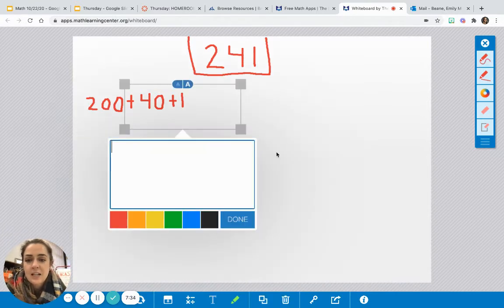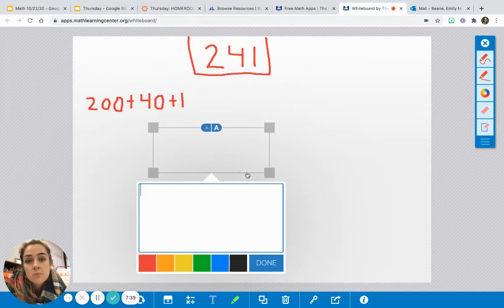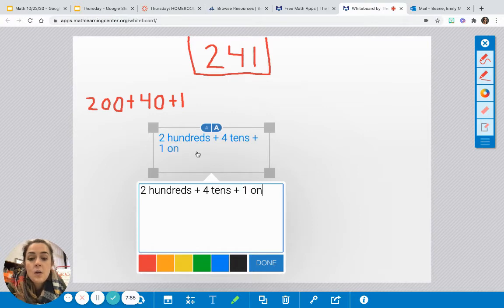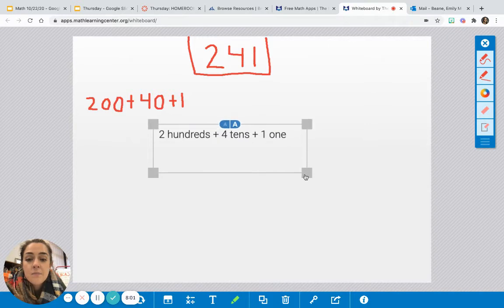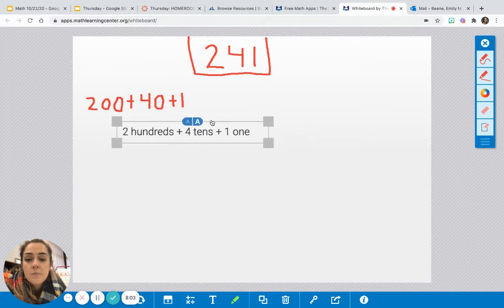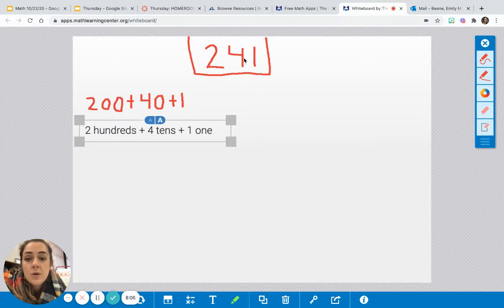I'm going to type for this next one because it's going to be easier. But I could also take this number that's in standard form. I wrote it in expanded form. I could also write it in expanded form like this: 2 hundreds plus 4 tens plus 1 one. That would mean the same thing. So the number 241, I have an expanded form here, and I have an expanded form here.